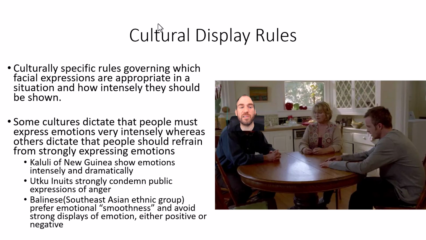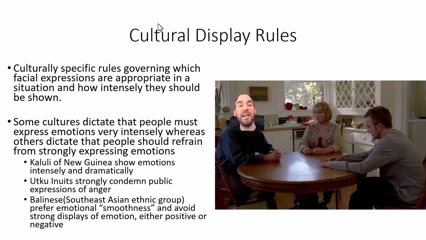So kind of the idea here is that although there are universal emotions across all humans, cultures have specific rules where in some contexts it is appropriate to show emotions and in others it isn't. And the degree to which you express emotions varies across cultures. So here we see three different cultures, one in New Guinea, one in Canada, and one in Southeast Asia, differing in the appropriateness of expressing and showing emotions.